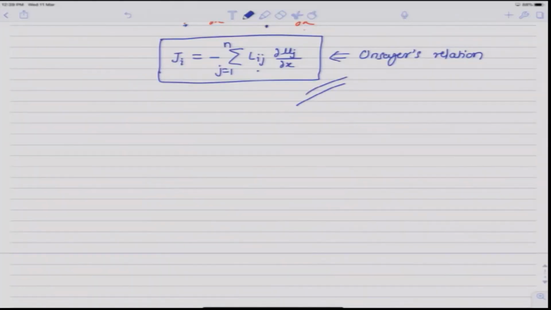Alright, so we derived the relation that expresses the diffusion flux of a component in terms of its own chemical potential gradient, and when there is a net vacancy flow, that is when there is a difference in the tracer diffusivities of different diffusing species, then the contribution will also come from the chemical potential gradients of other components, and in general the flux can be expressed by this Onsager type of relation.